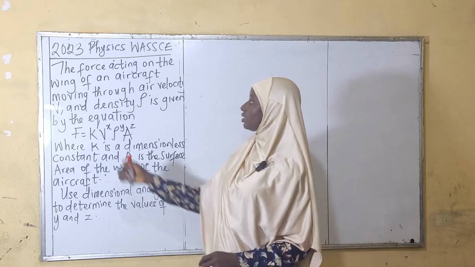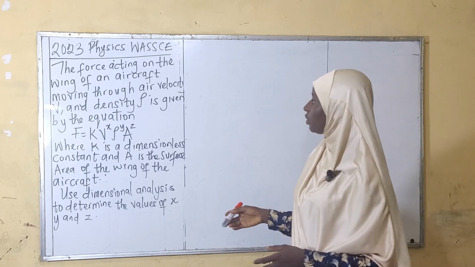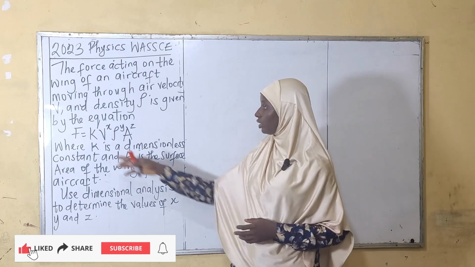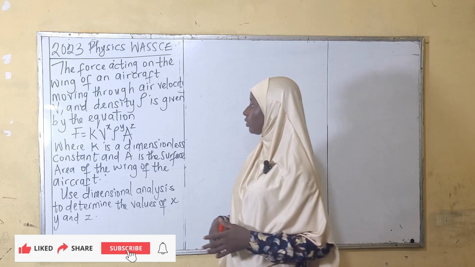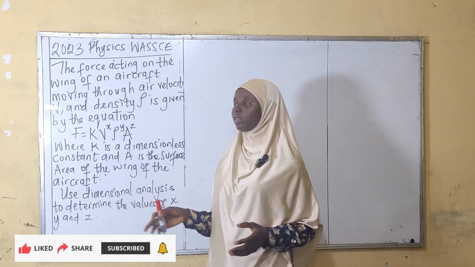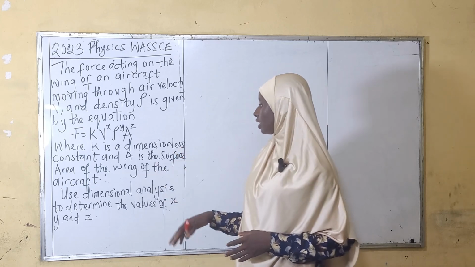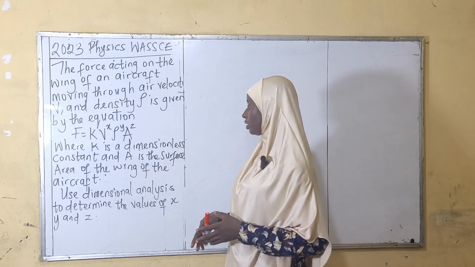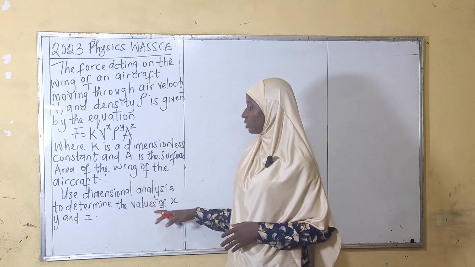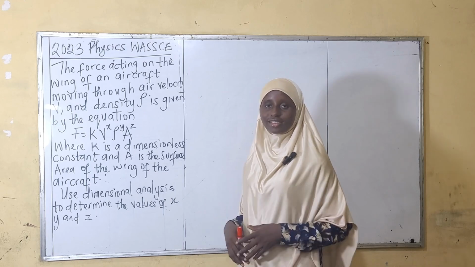The question says that the force acting on the wing of an aircraft moving through a velocity v, density rho, is given by the equation F is equal to k v^x rho^y a^z, where k is a dimensionless constant and a is the surface area of the wing of the aircraft. Use dimensional analysis to determine the values of x, y, and z.